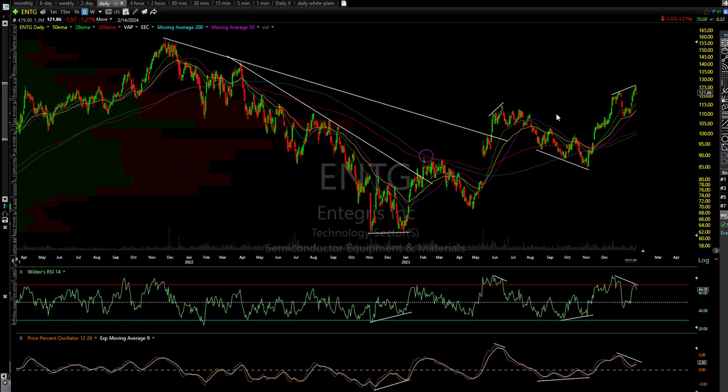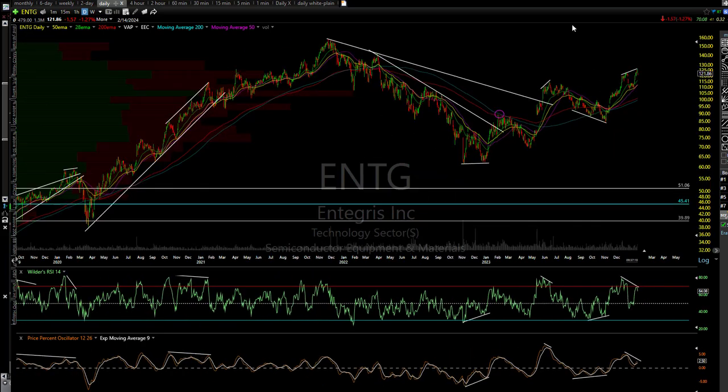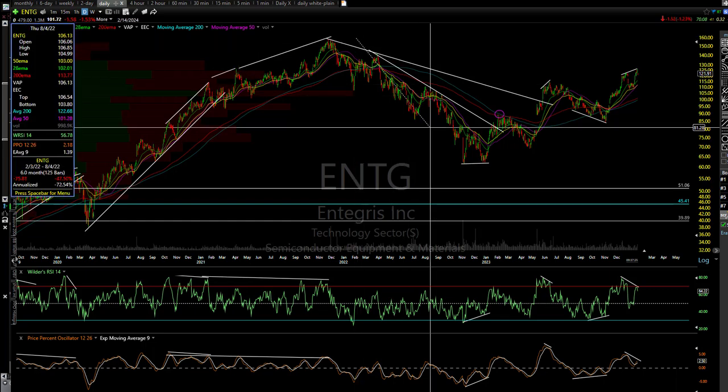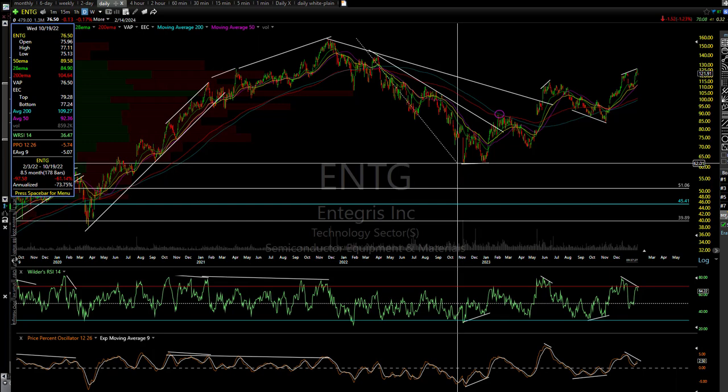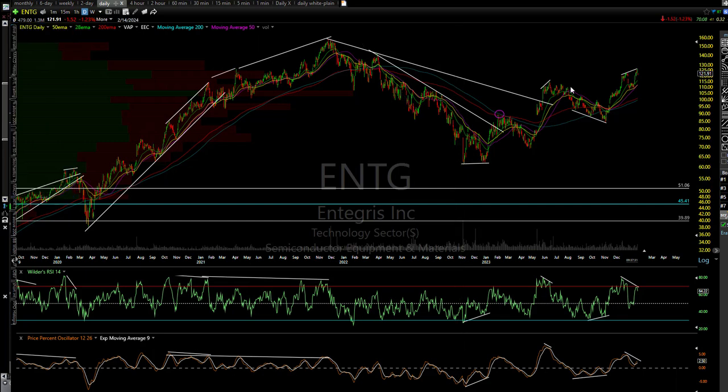ENTG, Entegris, you can see just how the charts go. This was actually a big divergent top there, divergent high. Divergences have been building, and we were getting corrections off the initial divergences, double-digit drops, and then we finally got the big one here that culminated with the big divergence, just like we have on the indexes now. That was a 61% drop in this stock.